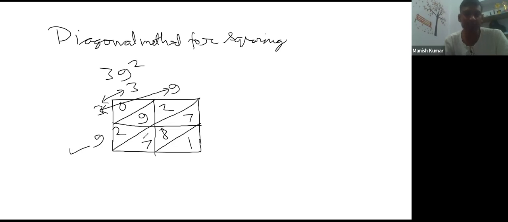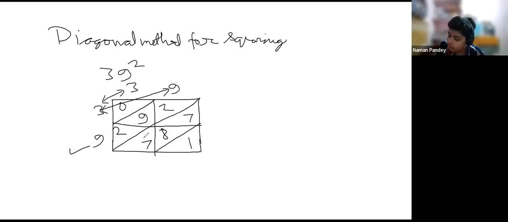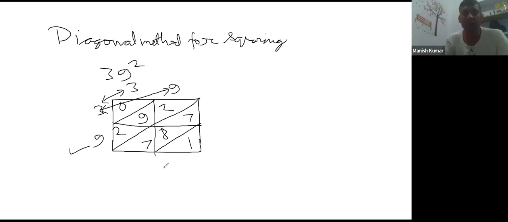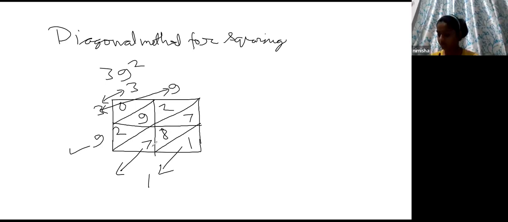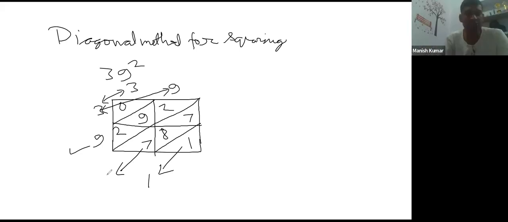Understood this much? Now we have to add diagonally, and we have to start from the lowest and rightmost part. So here it will be 1 because there is no other number in this diagonal. Now in this upper part 7, 8, 7 are there. 7 plus 8 plus 7 is 22. So here we'll write 22 and underline this 2.